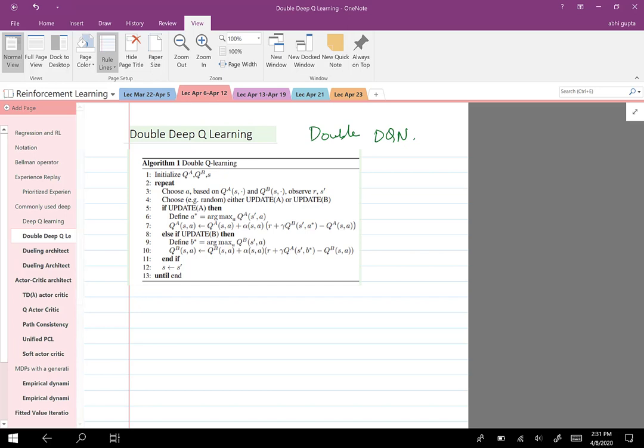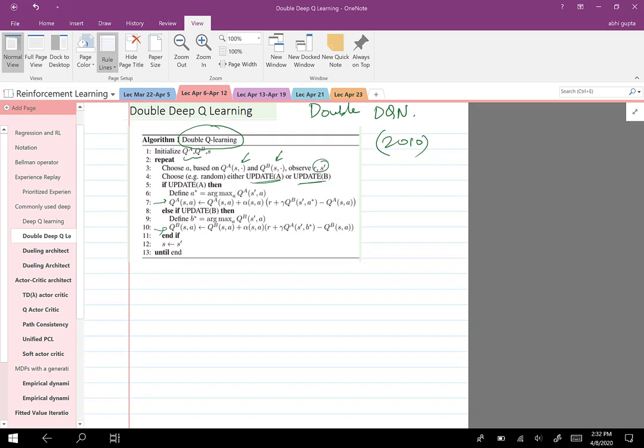The original idea of double deep Q learning was, I think, proposed in 2010. Oh, sorry, it wasn't double deep Q learning, it was just double Q learning. So this was the idea. You have two Q functions, QA and QB, and you choose an action A based on this or this, and then you observe the reward and S prime. Then you can choose to update either QA or QB. If updating A, then you update your QA in this fashion, and if you are updating B, then you update QB in this fashion, and then you go through this whole cycle again and again. This was supposed to improve the performance of Q learning. So this is known as double Q learning, and this was in the finite state action setting.